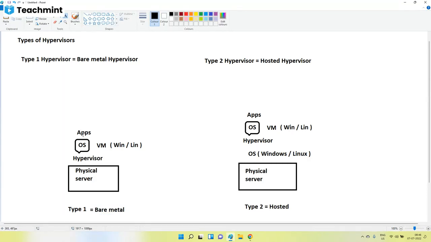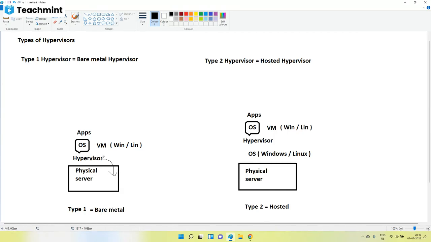Both are hypervisors. In type 1, the hypervisor is directly installed on the physical machine. Physical machine means an iron box, completely made of iron material. That's the metal. Iron is nothing but a metal, right? So directly on the metal. Bare means direct communication on the metal. So it's a physical computer.